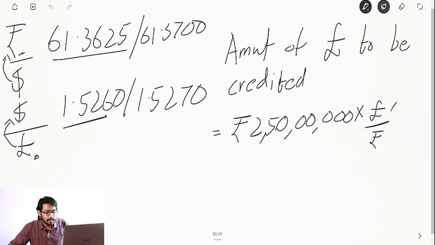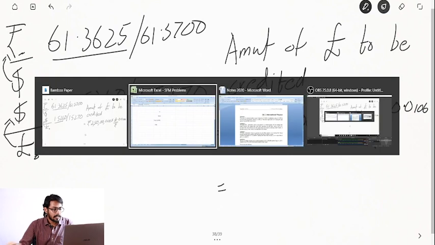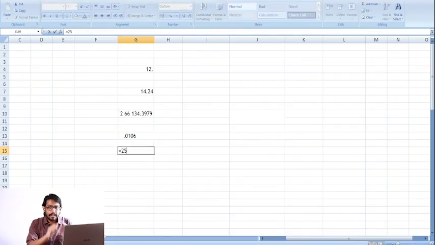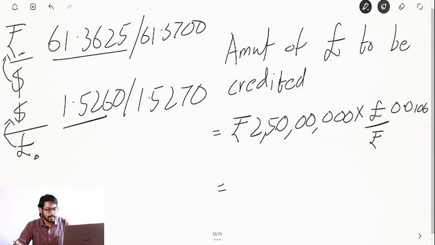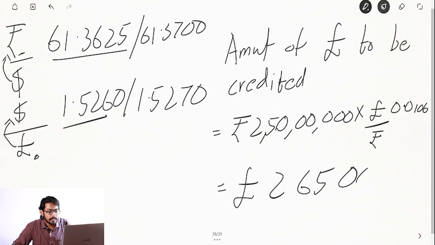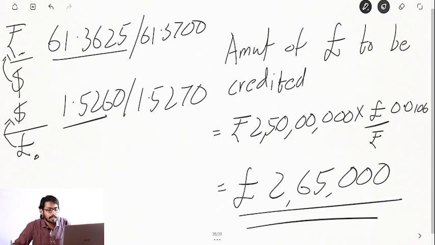So multiply this one: 2 crore 50 lakh into 0.0106. Please leave space. My writing screen is very small. You are probably viewing it on your phone, so your phone is small. When you are writing on paper, write it very neatly. Leave sufficient space in the left and the right. 2 crore 50 lakh into 0.0106, you will get 2,65,000. Final answer is in pounds: 2,65,000 pounds.